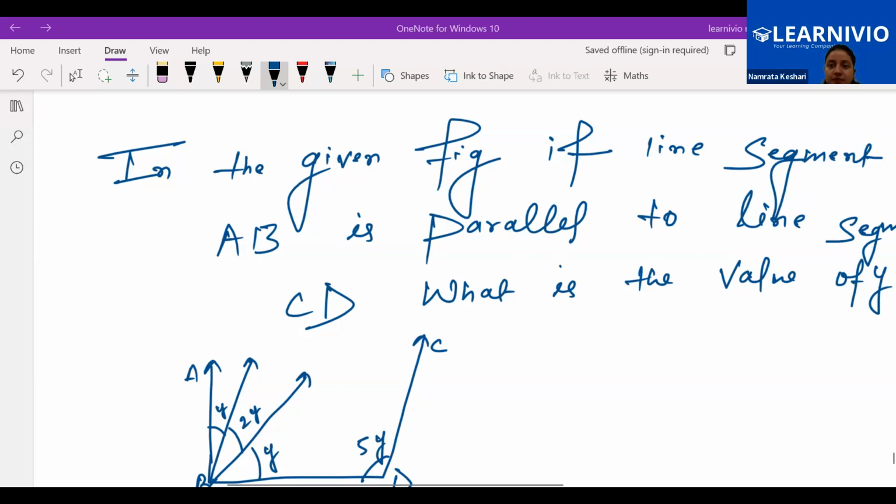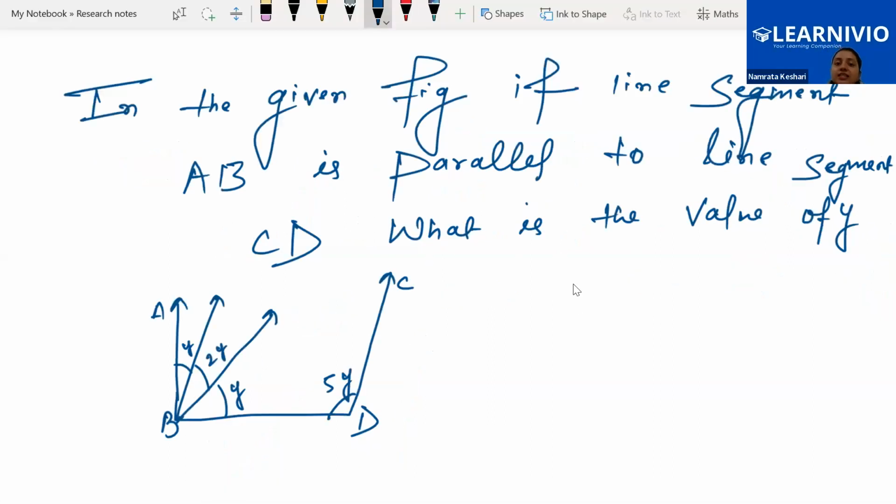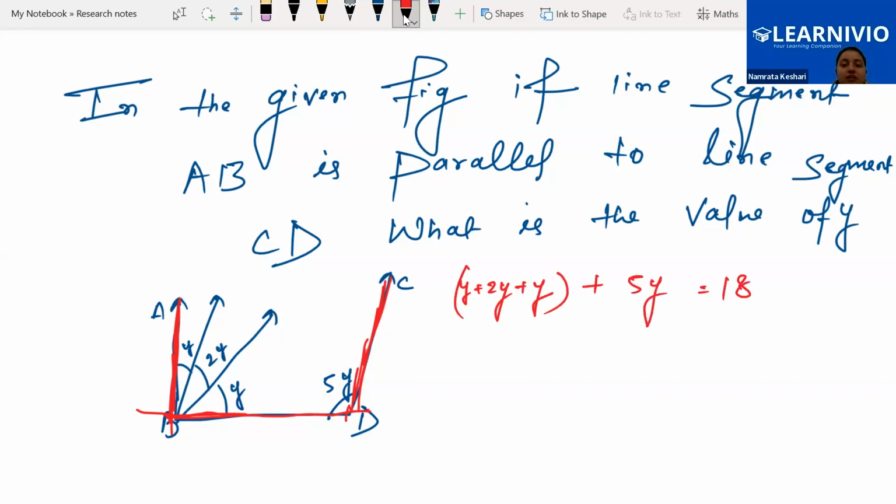Let's see. So in the given figure, if the line segment AB and CD, AB is parallel to CD. These two are parallel. Okay. Now, what is the value of y? If these two are parallel, then the interior angles on the same side sum to 180 degrees. So this all together, this y, 2y, y all together plus the other 5y, the sum has to be 180 degrees.